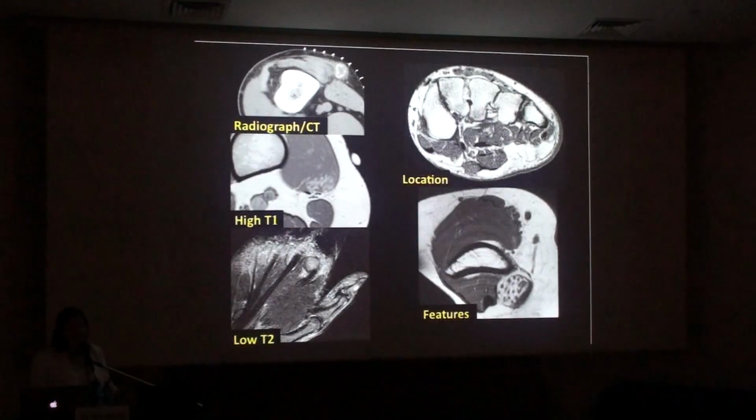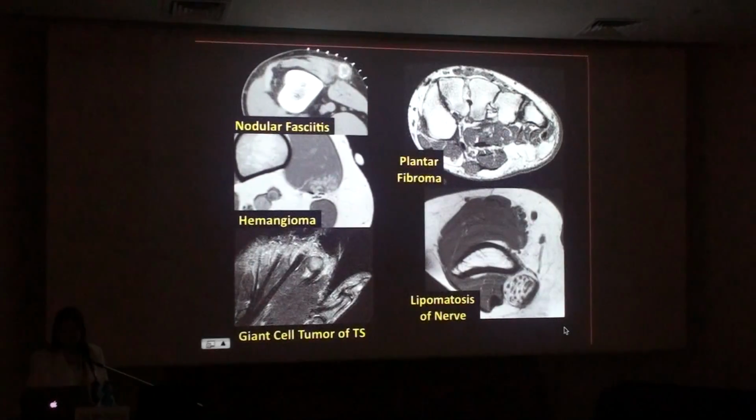So the presence of some kind of characteristic mineralization on radiographs or CT, the subset of lesions that are bright or hyperintense on T1 weighted images, the subset of lesions that are low signal on T2 weighted images, the location can be helpful, and certain characteristic features can help us sort out what we're looking at.